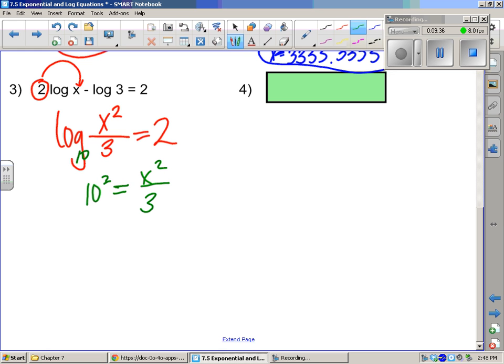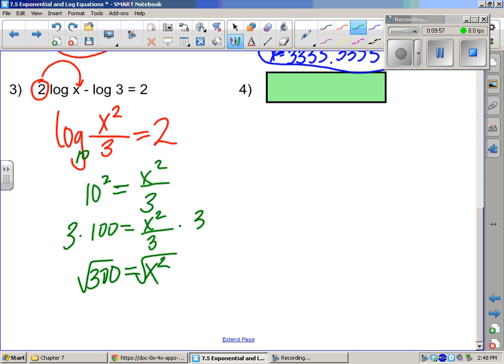Okay, and then can I square root right now? No, we got to isolate. Anything you want to solve for, you have to isolate. I better square this first. 100 times 3. Times 3, so 300. 300 equals x squared. Now you can square root. You're going to scare both sides? No. So we're not scaring both sides. We're actually square rooting both sides.